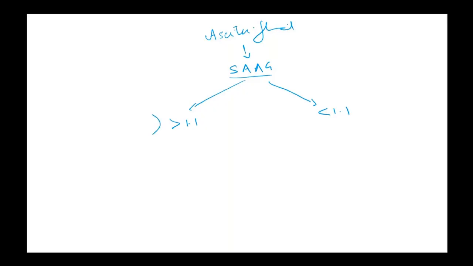So if it is greater than 1.1, okay, one thing, if it is greater than 1.1, it does not mean that patient has cirrhosis. It means patient has portal hypertension. You need to assess more. What is the cause of this portal hypertension?